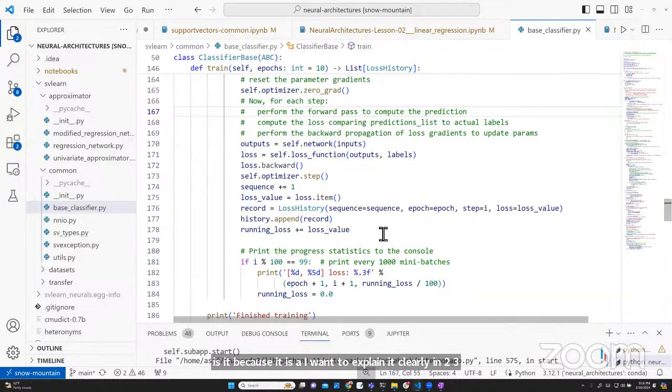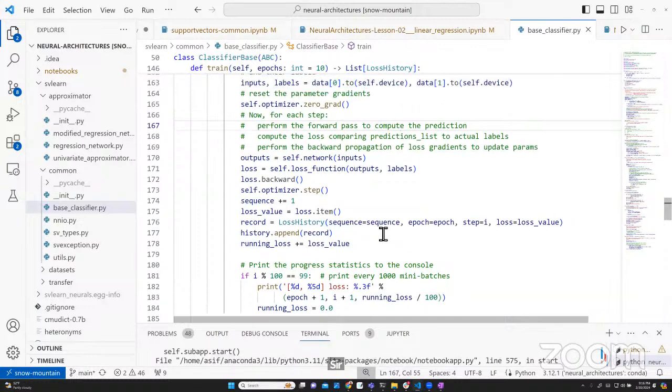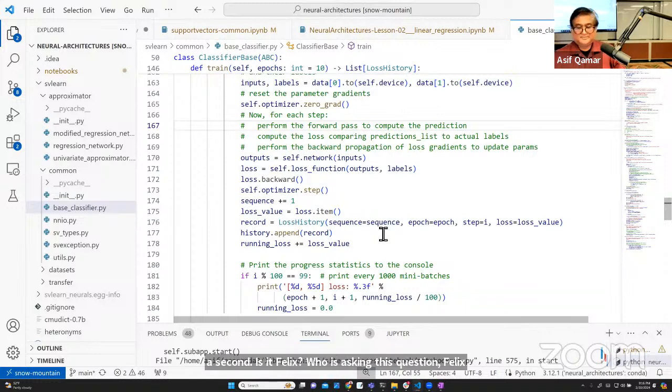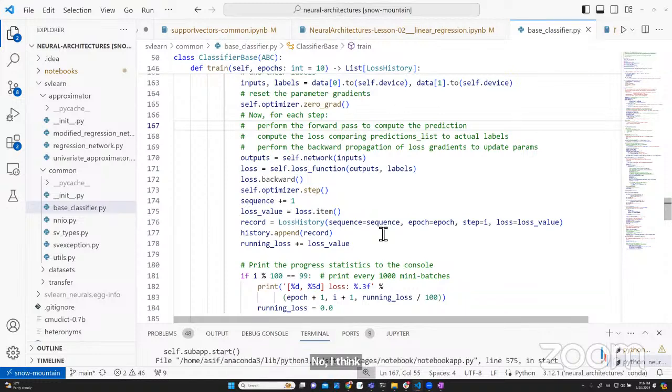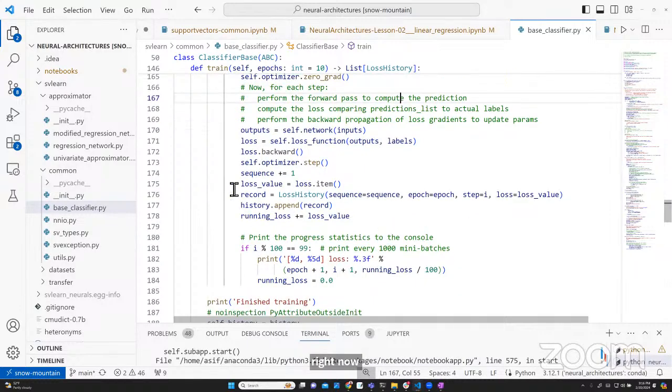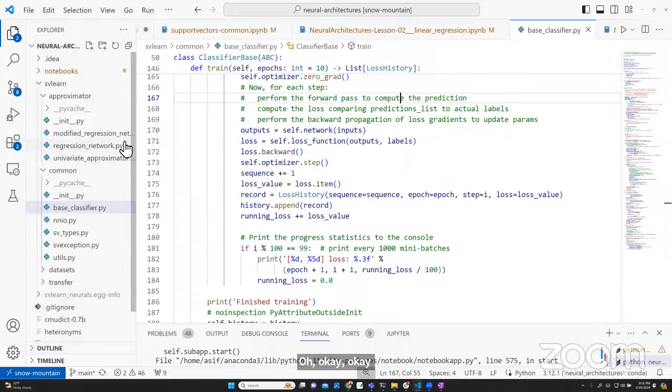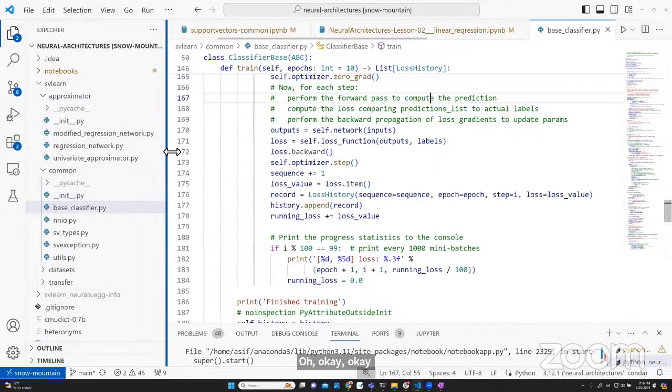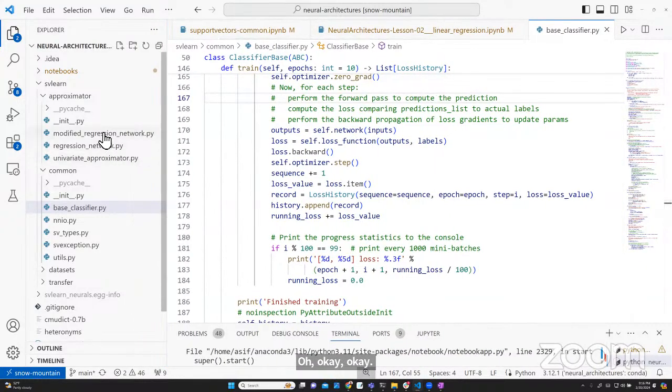Just a second. Is it Felix who is asking this question? Felix? No, this is Sarah. Anyway, he's asking about the mathematical equations behind this. Is that correct? No, there are two of us that spoke. This is Sarah right now. Oh, okay. Just so everyone's aware, I'm transgender, so you're hearing a male voice, but I identify as female, hence Sarah.